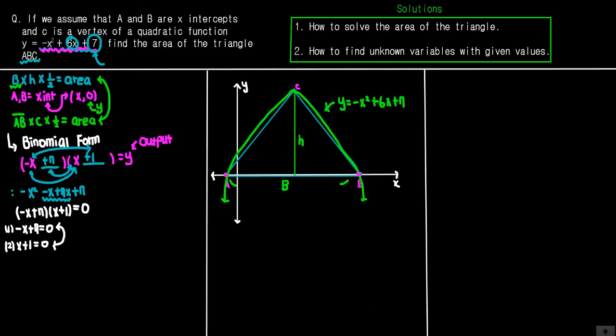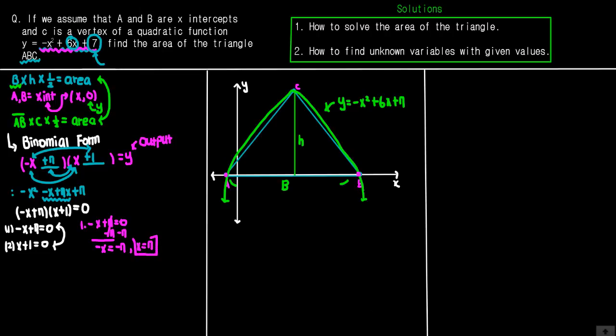For the first one, when negative x plus 7 is equal to 0, we can subtract 7 from both sides in order to isolate the x term. Negative 7 and positive 7 cancel out, so negative x is equal to negative 7, which means we can divide both sides by negative 1. We get x is equal to positive 7.